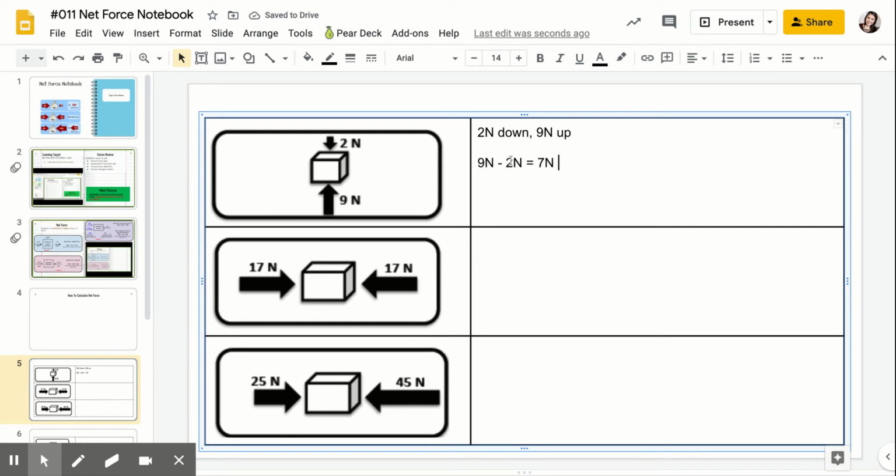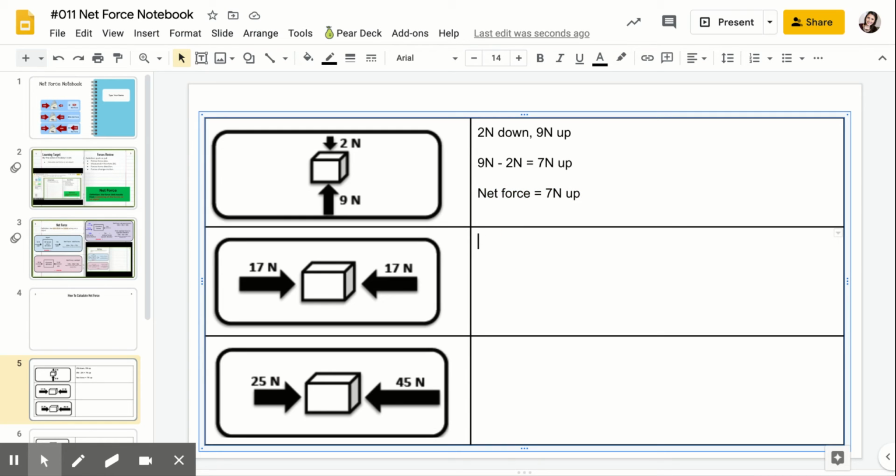And then whichever direction has the biggest force, that's where it's going to move. So 9 newtons is bigger, that's a bigger force, so this object is actually going to move 7 newtons up. So that's my net force. Then you're just going to put net force equals 7 newtons up. Yes, you have to write this down. You have to get used to using this vocabulary and looking at it.